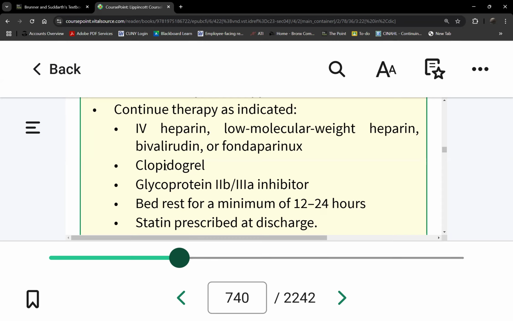Aspirin enough? Nitro? Clopidogrel, right? Aspirin, clopidogrel. Usually it's always dual antiplatelet therapy. Unless the patient has a history of bleeding, the doctor may say, okay, aspirin only. But otherwise, the patient will be on two, aspirin and clopidogrel. What else?